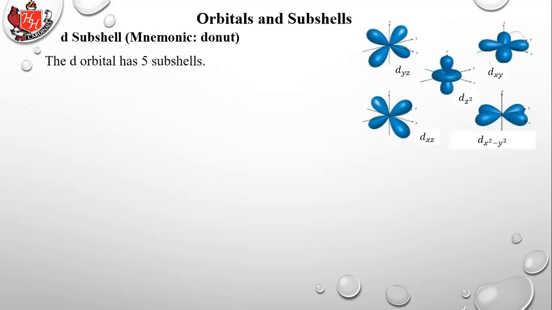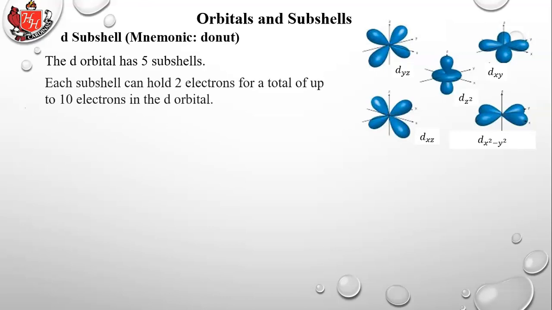So now we're going to the D subshell, and the mnemonic is donut. And there's the D subshell. Looks kind of crazy. And we use the mnemonic donut because you can see that one of those subshells does have a torus shape, which is a donut shape. So the D orbital has 5 subshells. Each subshell can hold 2 electrons, for a total of up to 10 electrons in the D orbital.